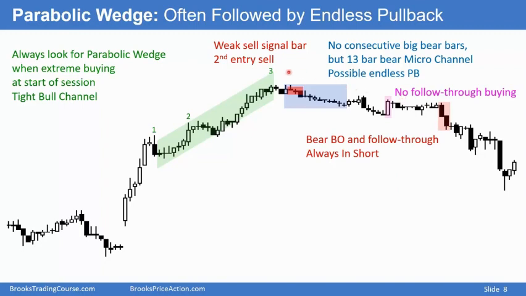All through here, it's always in long. The probability favors trend resumption up. But with each bar that gets added, it becomes more and more neutral. After about 20 bars, it's almost 50-50, maybe slightly higher probability for the bulls. But once you get the bear breakout and follow through, with a pair of decent-sized bear bars compared to the bars to the left, the market becomes always in short, and you're going to get probably a measured move down.